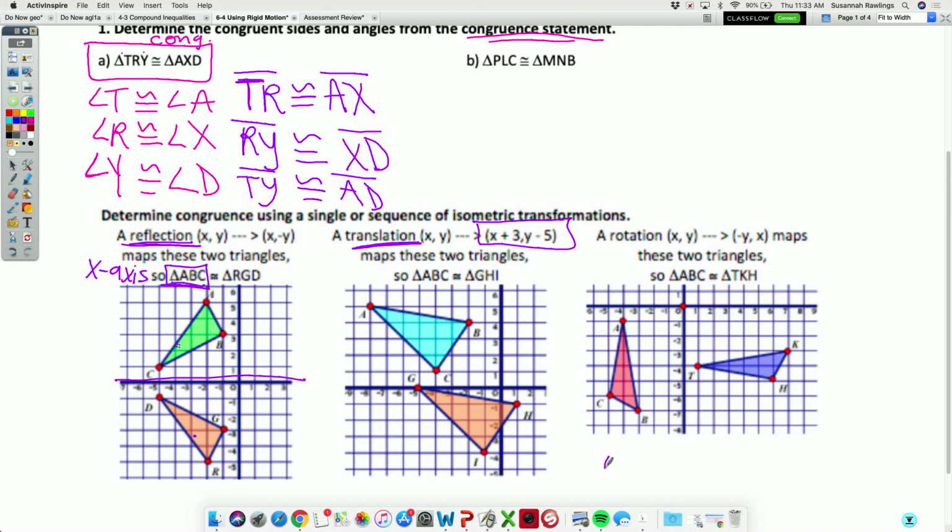With your partner, go ahead and talk to your partner. What direction was this rotated? Here's my pre-image ABC. What direction and how many degrees was that rotated? Go ahead and tell your partner real fast.